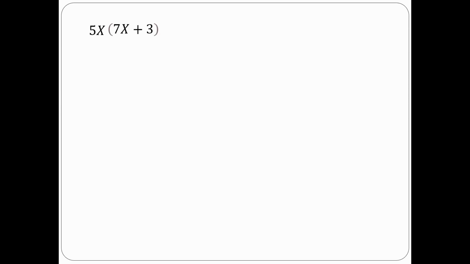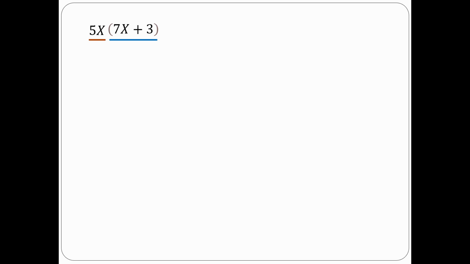Now let's talk about multiplying a monomial by a binomial. So 5x is a single term. It is a monomial. 7x plus 3 contains two terms. So that is a binomial. Mono means 1, bi means 2.